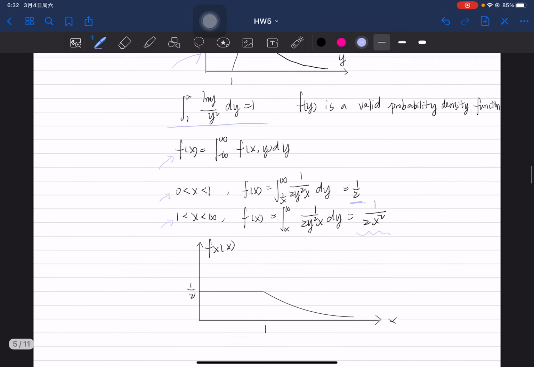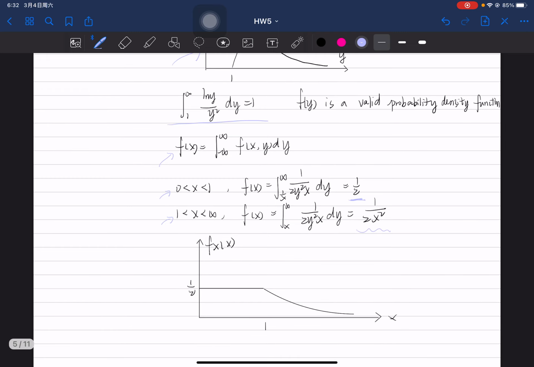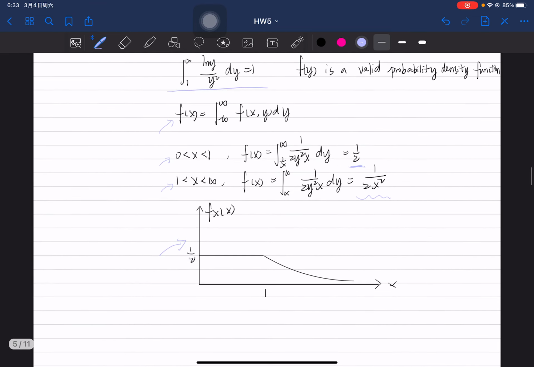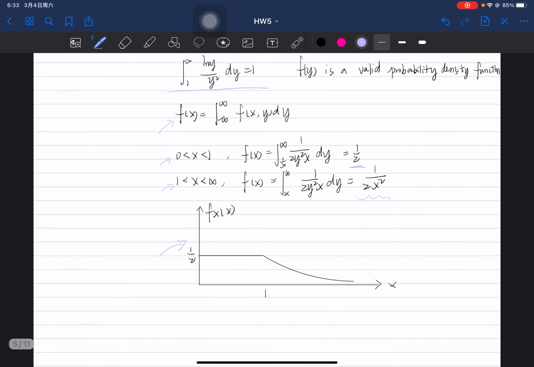squared. According to this, you can draw the chart of the density function of X, and it is also a valid probability density function.